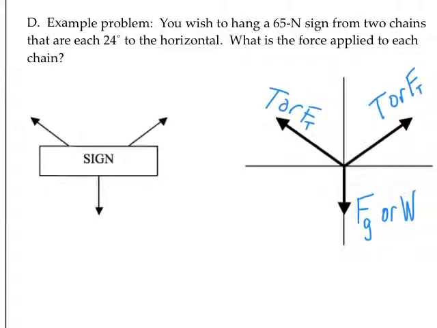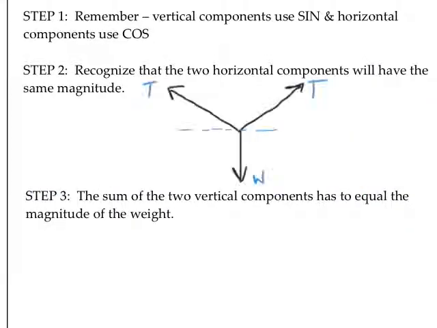When we go to solve the problem, we're going to refer back to this picture in order to break down our forces into components and actually find out how much tension is needed in each chain. So a couple of things to note when we go to solve this problem. Remember, our vertical components will use sine and the horizontal components will use cosine.